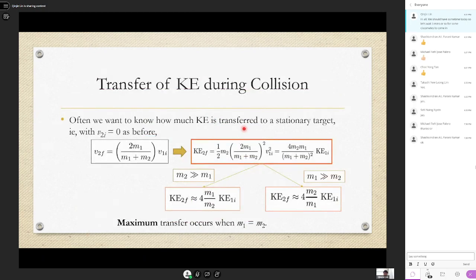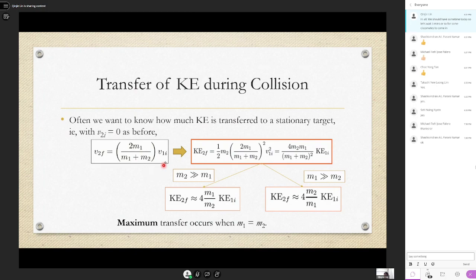Okay, transfer of kinetic energy during collision. When a collision happens, you can also expect energy to be transferred. Something that is moving bangs into another thing, then maybe this one stops and the other one goes on. There is a transfer of energy, right? It transfers to the next particle and then goes somewhere else. That's the transfer. So how do we find the transfer of energy?